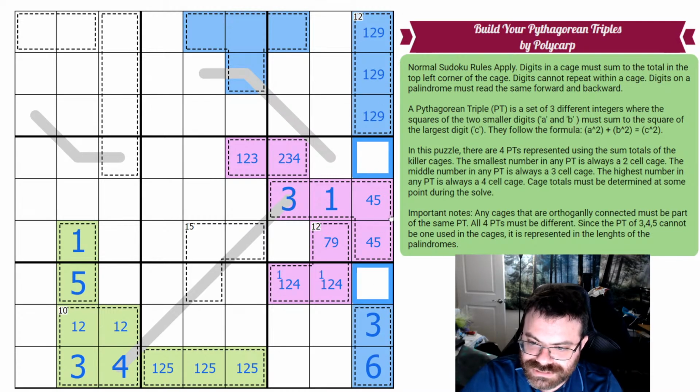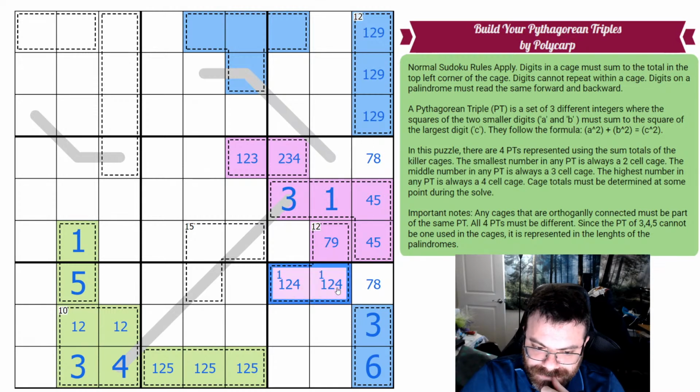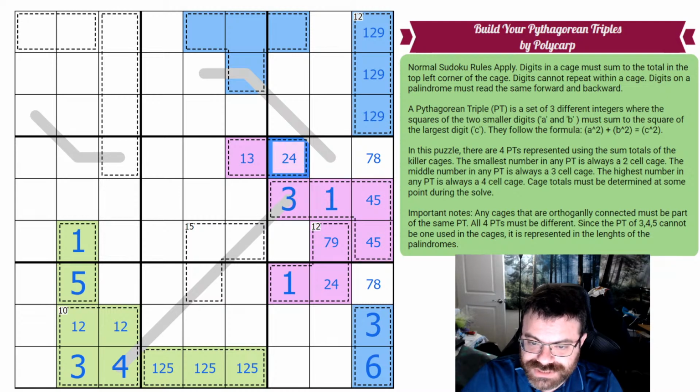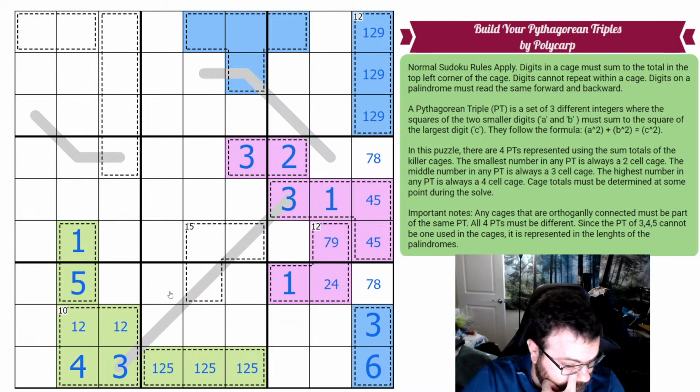This pair is 7, 8. The 1 is now placed. This is not 3, 2. And the 4, 5 eliminates the 4, so this is 2, 3. I have a 3 and 4. Oh, I do. You're right. Thank you.